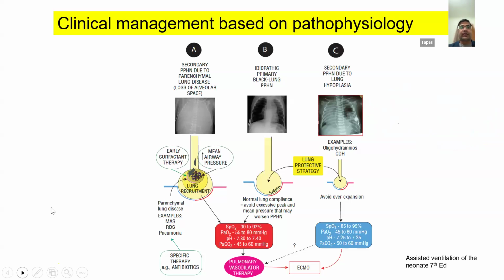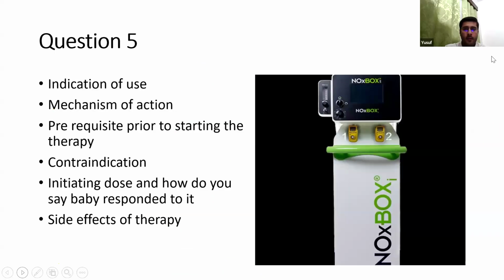So this is the fifth question. You see this device on the right hand side, the image of the device. So what is the indication of using this device? What is the mechanism of action? What are the prerequisites prior to starting the therapy? What are the contraindications? What are the initiating dose and how do you say the baby has responded to it? And what are the side effects? First, indication of use.